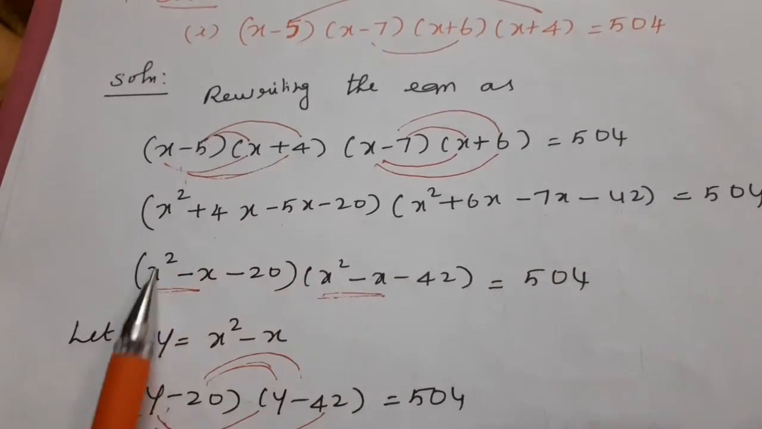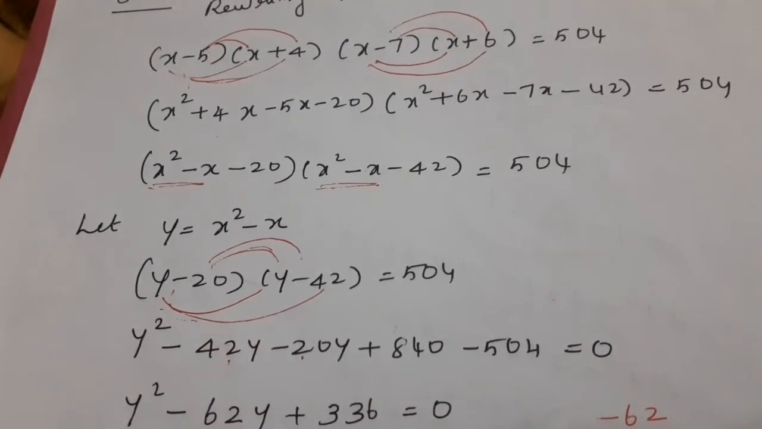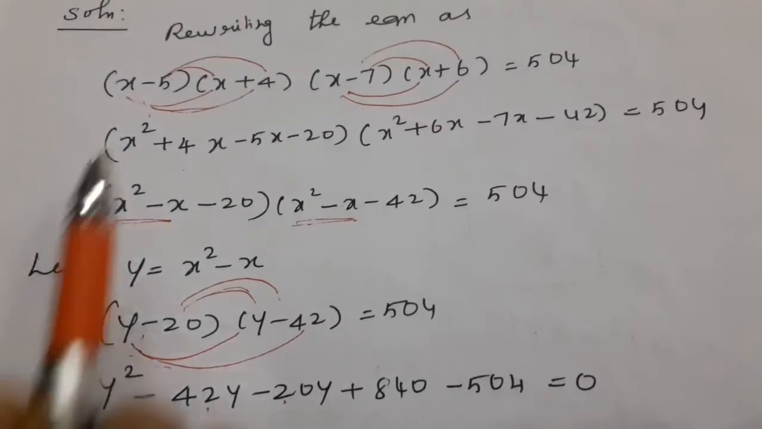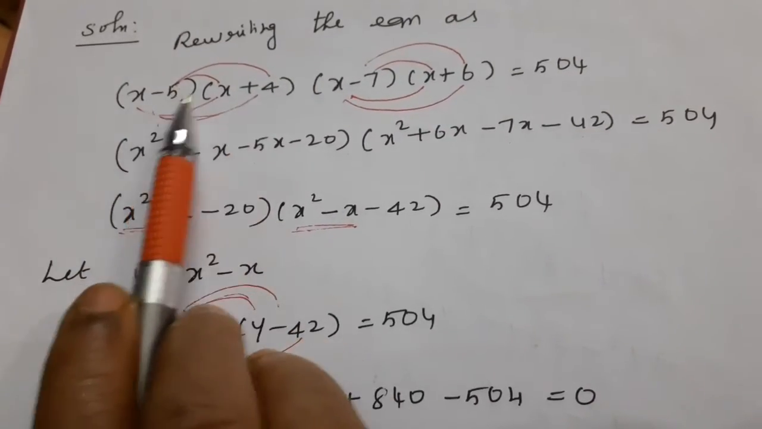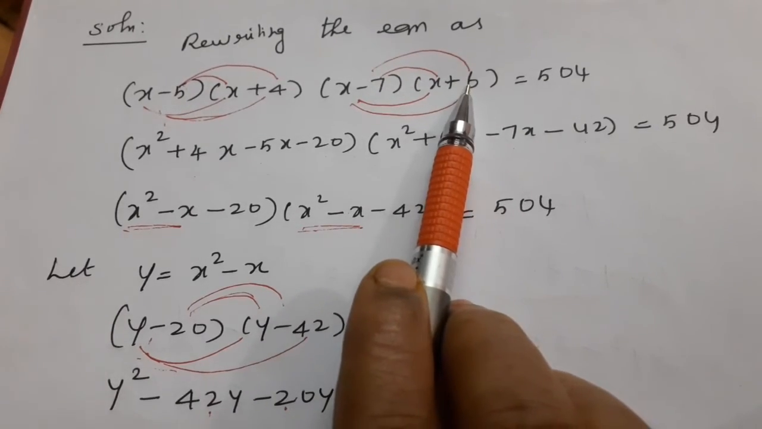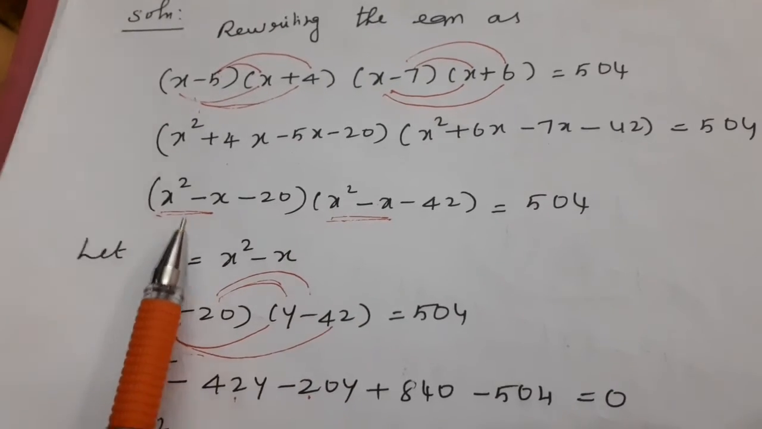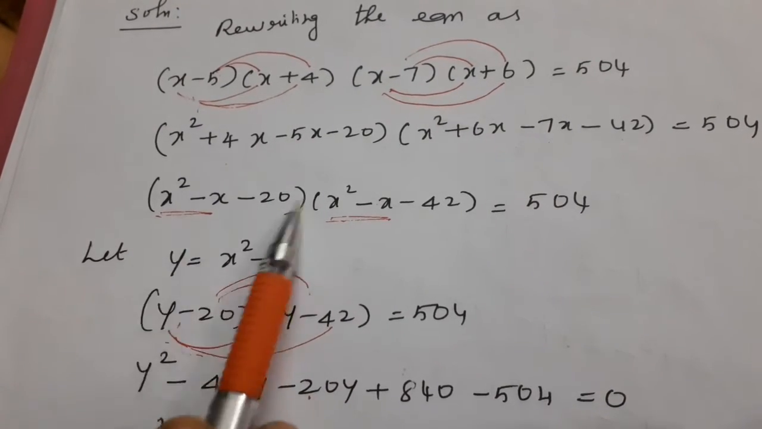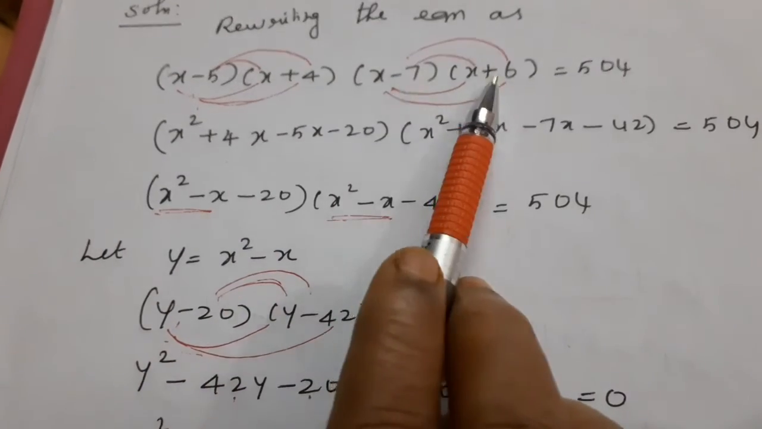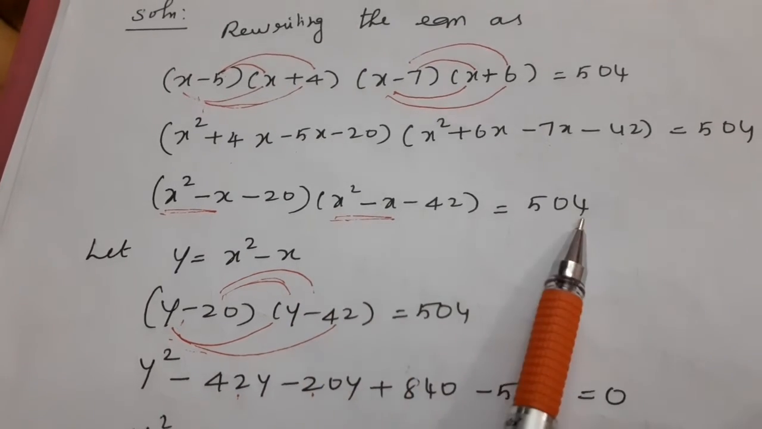So if you multiply, you get a quadratic equation in x square. After rewriting the equation, you first multiply the first two brackets, because minus 5 plus 4 is what? Minus 1. Similarly, minus 7 plus 6 also gives what? Minus 1. So if we multiply, we arrange the quadratic equation. What is the quadratic equation for the first two brackets? X square minus x minus 20. For the second and third brackets multiplied, we get the quadratic equation x square minus x minus 42 equal to 0.